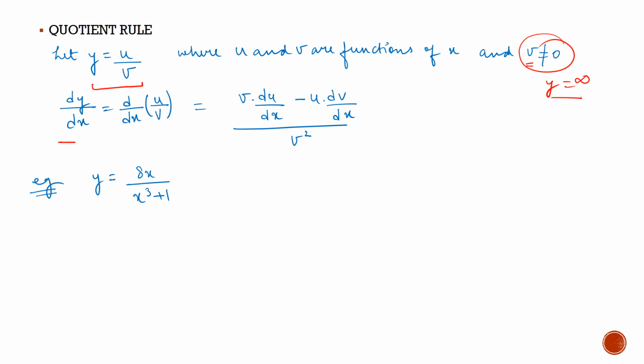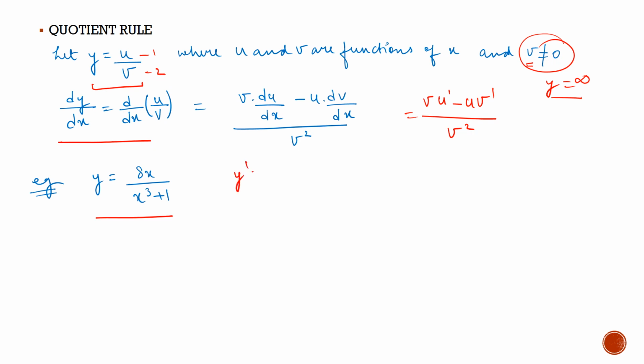So dy by dx is second function as it is, first ka differentiation minus first function as it is, second ka differentiation upon the denominator ka square. So this is first, this is second. So it is basically second function as it is, u dash minus first function as it is, v dash upon v ka square. Taking this example, we have 8x by x cube plus 1.